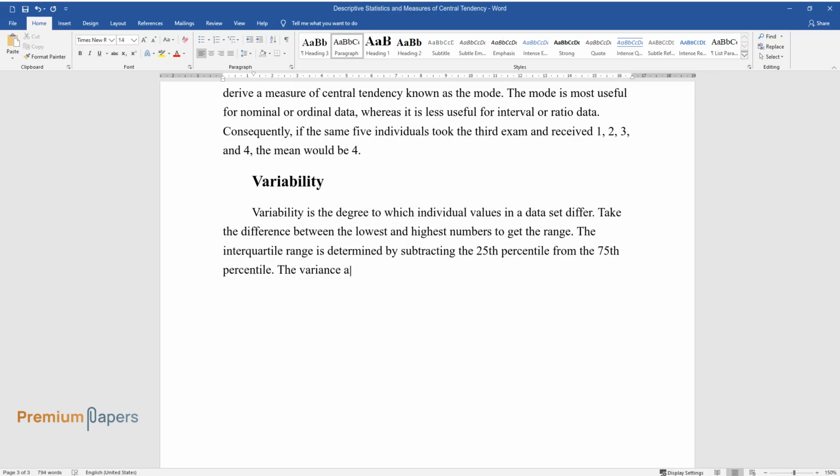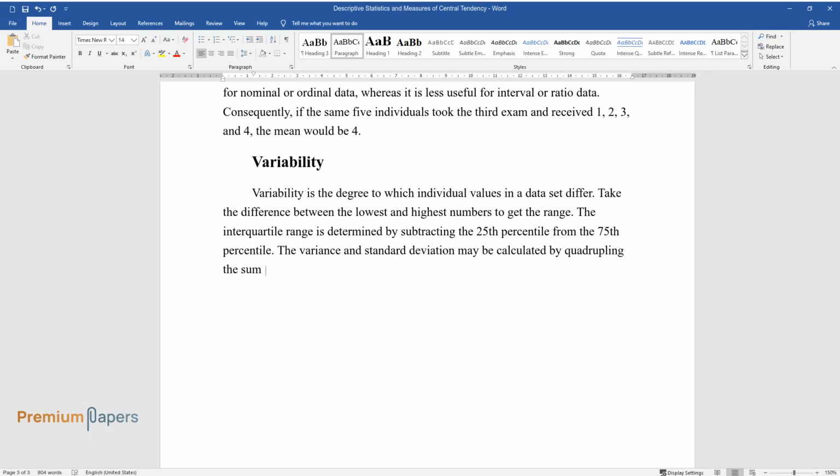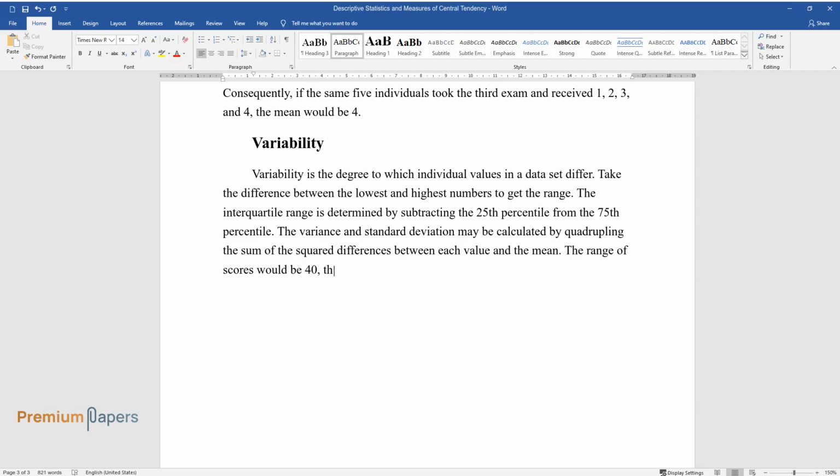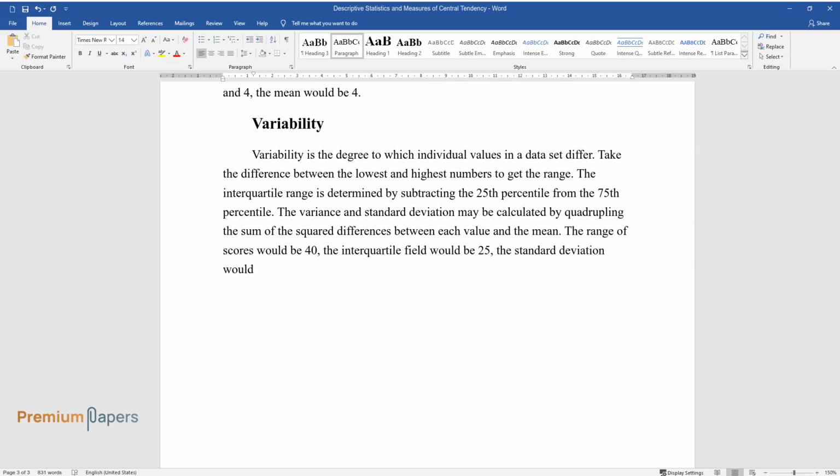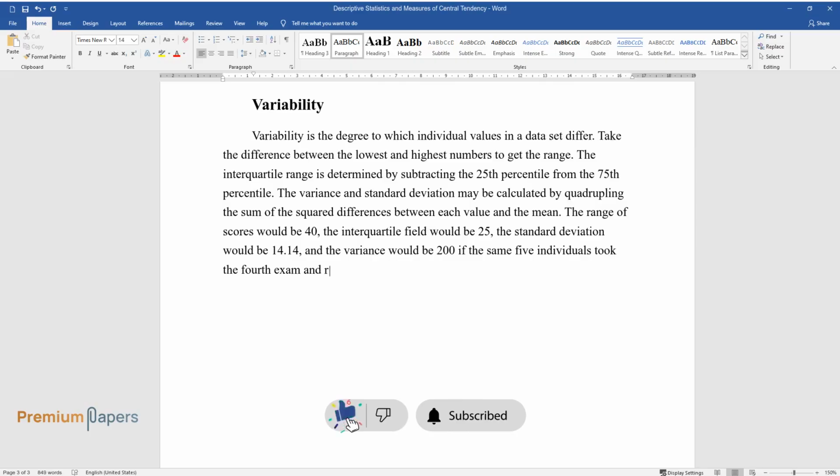The variance and standard deviation may be calculated from the sum of the squared differences between each value and the mean. The range of scores would be 40, the interquartile range would be 25, the standard deviation would be 14.14, and the variance would be 200 if the same 5 individuals took the 4th exam and received 10, 20, 30, 40, and 50 points.